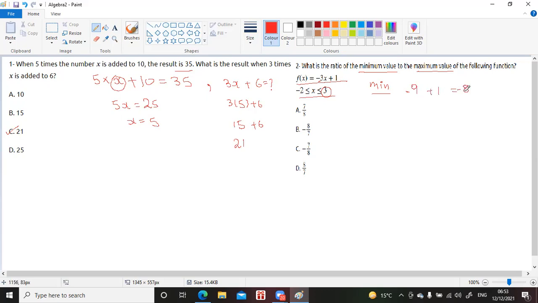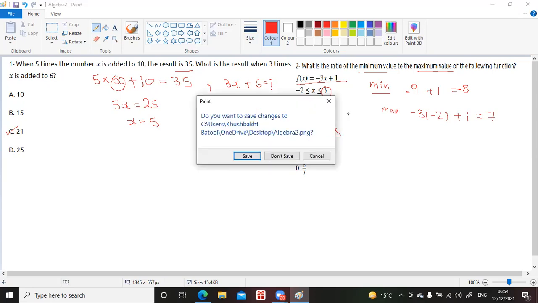minus 8, sorry. This is the minimum value. And the maximum would be, so now clearly these are cancelled. These two cannot be the options. Maximum would be minus 2. Why? Because I have minus 3. The minus 2 would cancel out the negativity and we'll be left with a positive number, that is 7. So this is minus 8 by 7, right? Do you get it? Yes, ma'am. Okay.